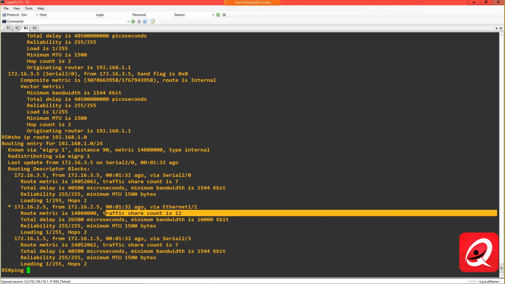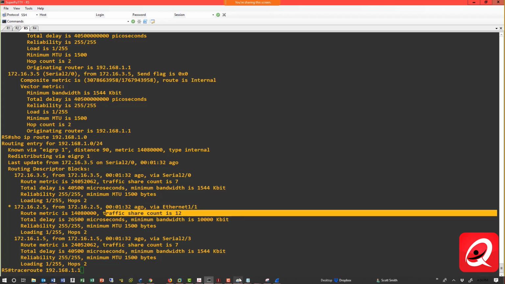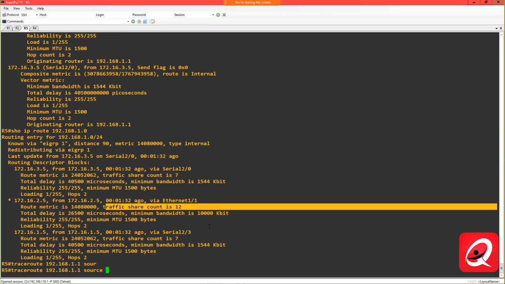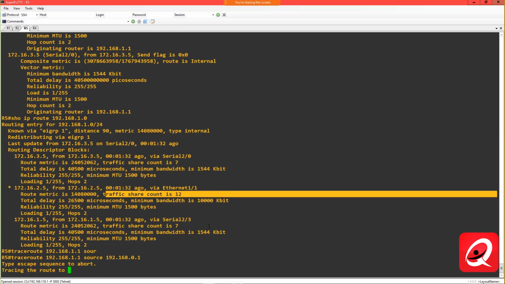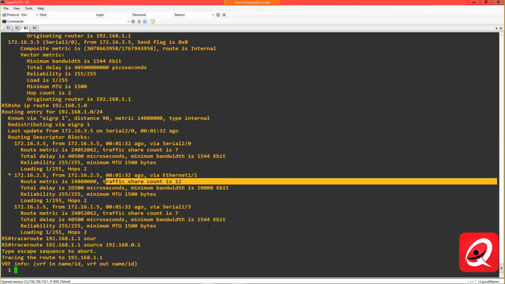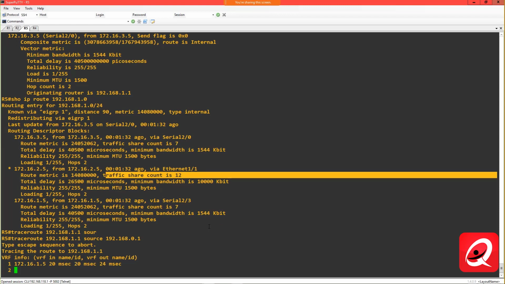So if I do a trace route to 192.168.1.1, make sure I got the right address there. Yep. And I source that from 192.168.0.1. It's going to take a specific path. Let's see what path it takes, based on what Cisco Express Forwarding has defined as the best path. It's taking a long time. Come on, there we go. So it's going to 1.5 and then hitting the router on the left and then hitting the loopback.